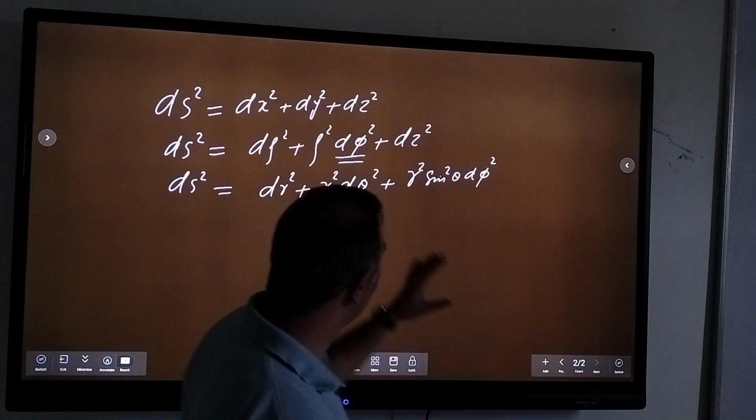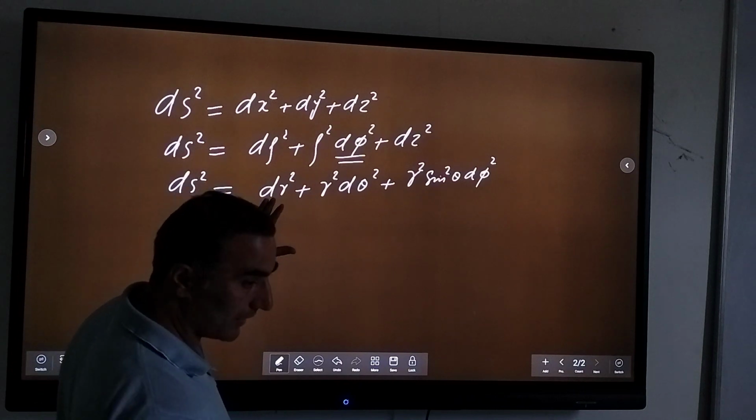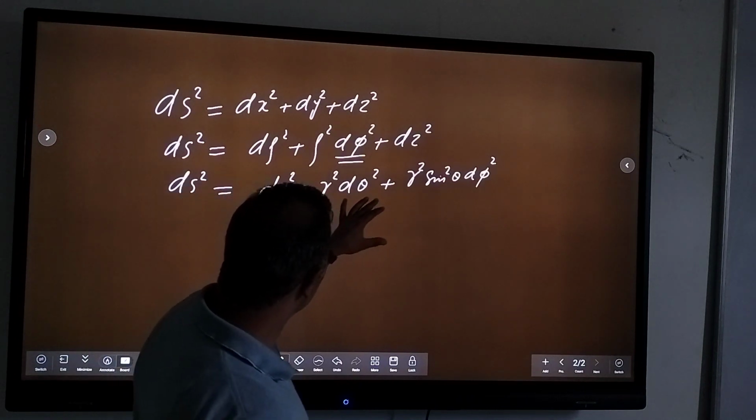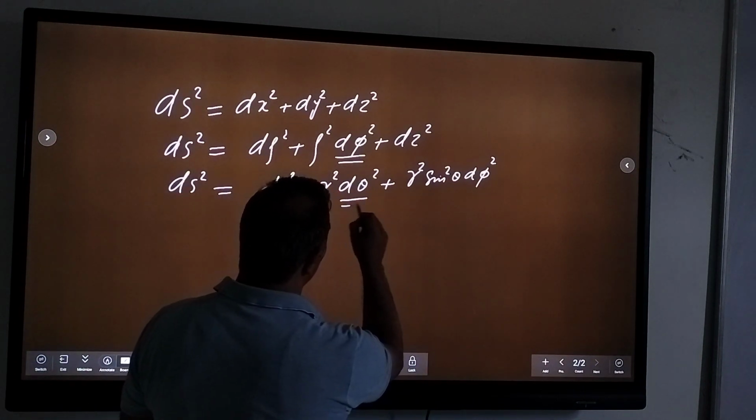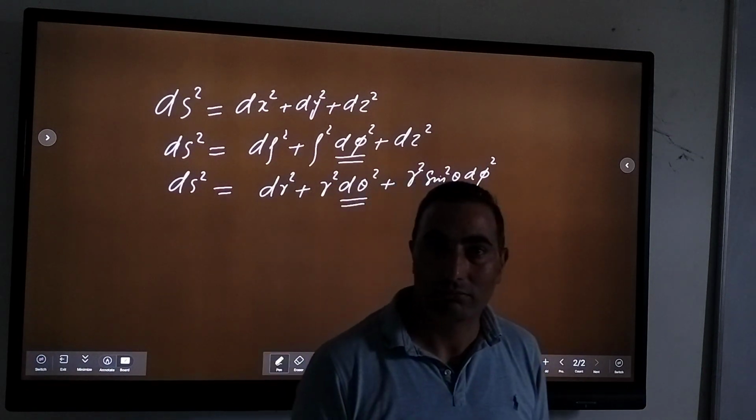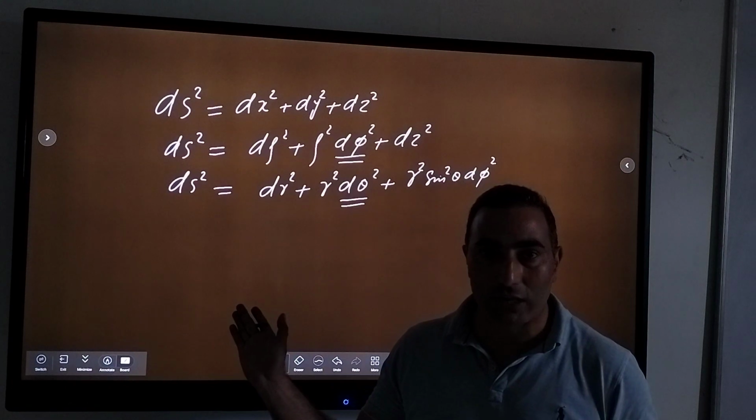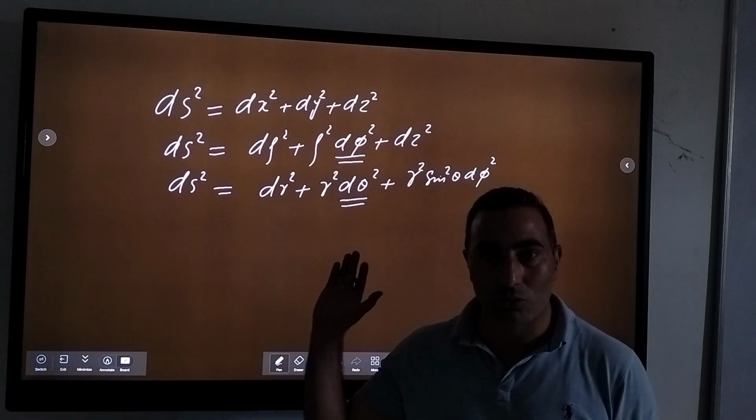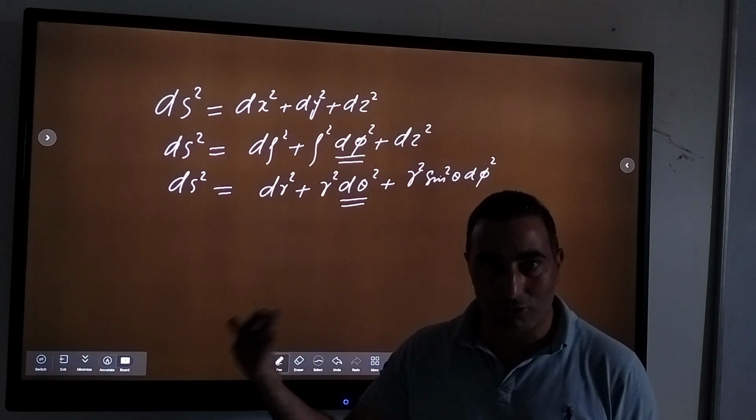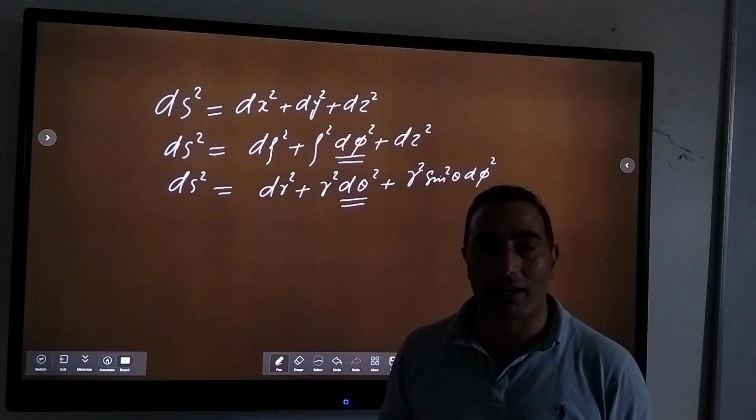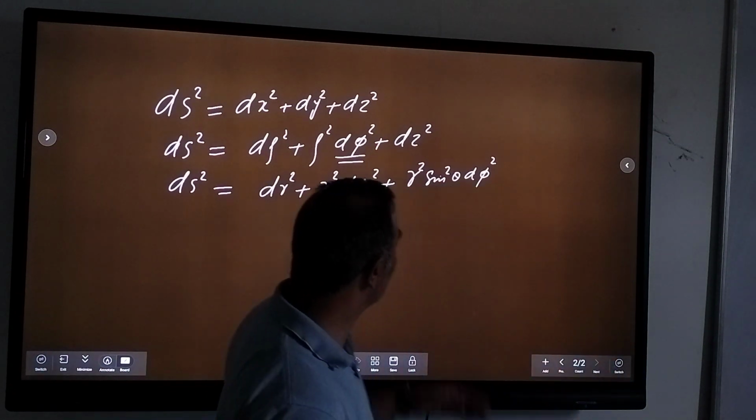And similarly for this one, because dr has units of length, right? But this d theta is simply the angle, so it doesn't have the units of length. So you need to multiply this theta by r, okay? And similarly, when you talk about this phi, that's also an angle. So you need to multiply it by r sine theta, right? So this is what I wrote here.